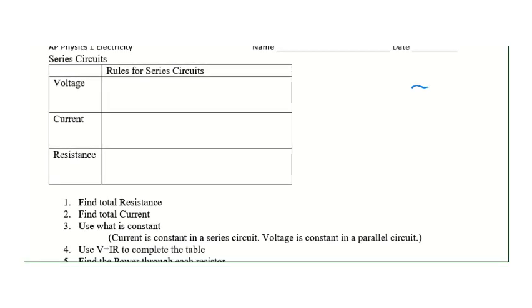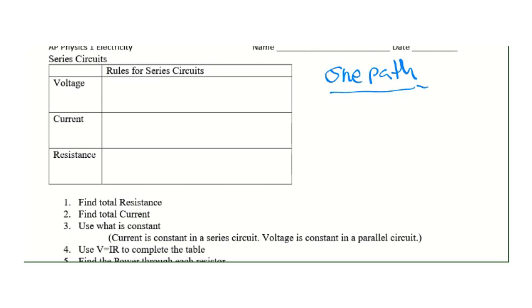Hello, we're going to introduce direct current circuits. We're going to begin today by talking about a series circuit. So the key to a series circuit is that there is one path. There's only one path that the current can take, so we call it a series circuit.